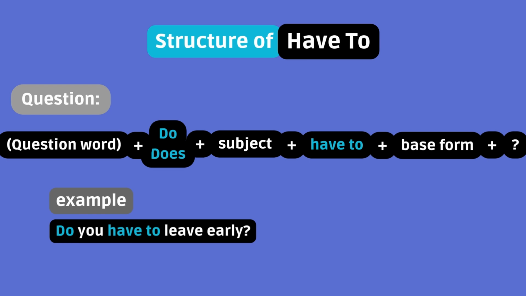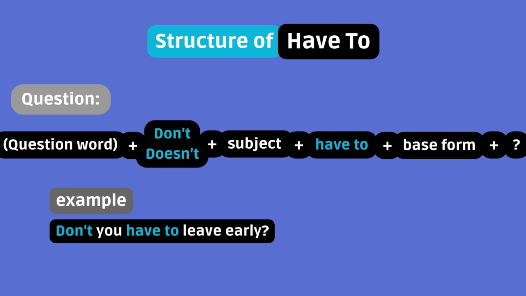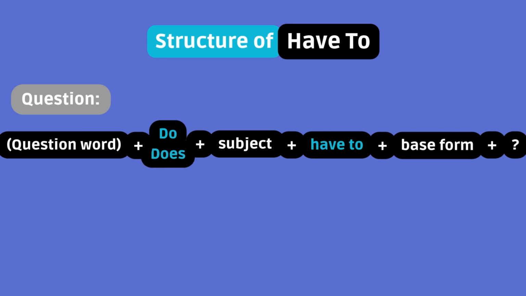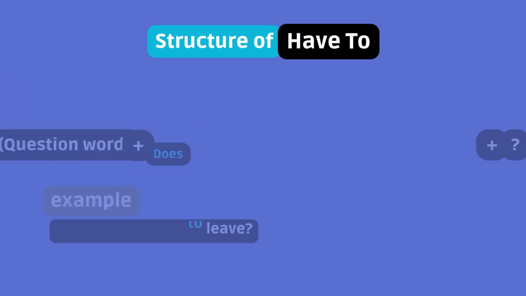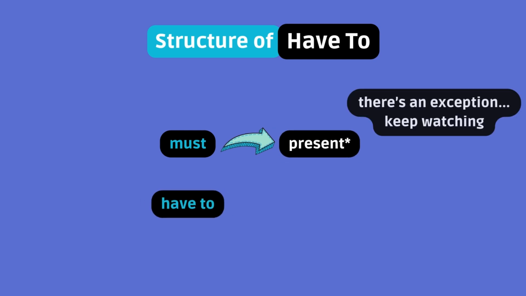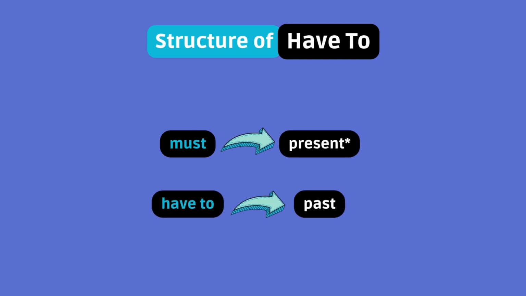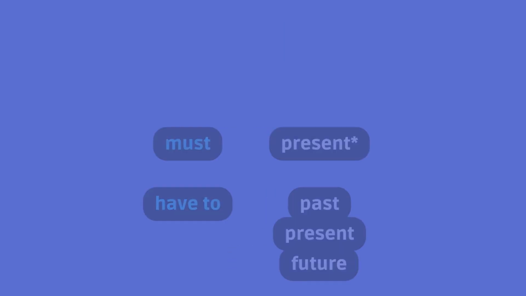You can also form a negative question by using don't or doesn't. Example, don't you have to leave early? You can add a question word before do or does to form an open question. Example, when do you have to leave? Note that must is limited to the present, while have to can be used in the past, present, and future. To fully grasp this discrepancy, let's look at their meanings.